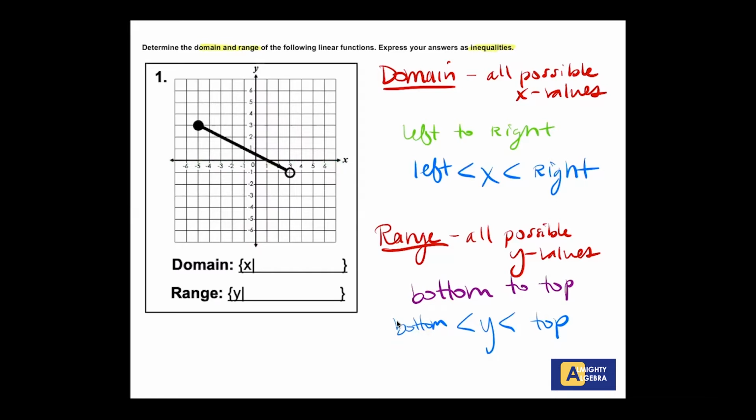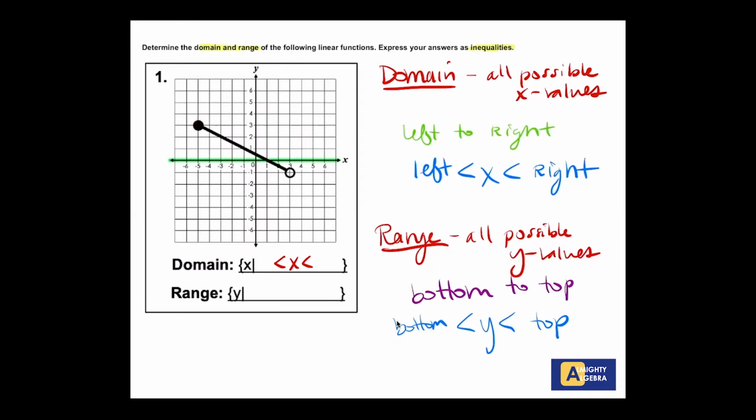Okay, so number 1, we want domain. Domain is x. Start like this and put your symbols. Highlight your x-axis so that you know which numbers to pay attention to. Domain goes from left to right. This is my leftmost point. It doesn't go any further left than that, okay? It stops right here. That's my leftmost point.